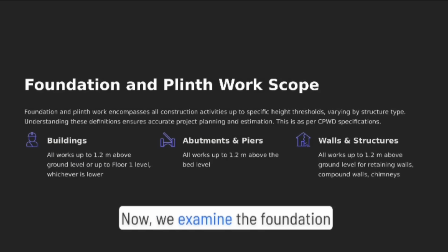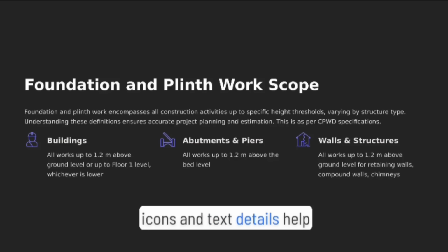Now, we examine the foundation and plinth work scope as defined by CPWD. This slide explains that construction activities up to 1.2 meters above ground level are segmented by category. The visual icons and text details help distinguish work on buildings, abutments, piers, and walls.